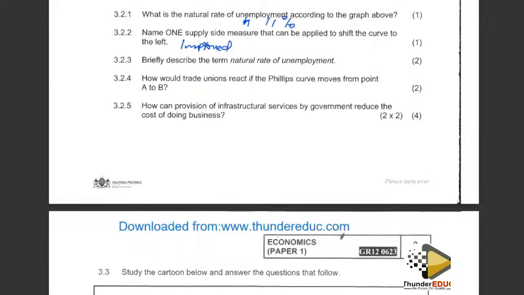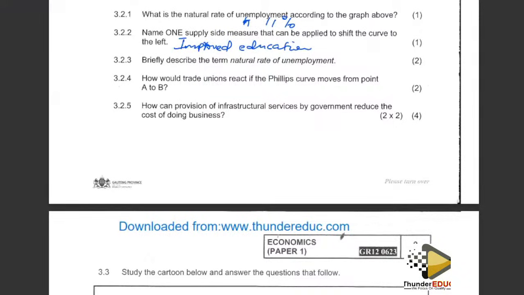Improved education. If your education is improved, then the supply can shift. Also we can check that skills training can play a part there. If the individuals are given that platform to enhance the level of skills that they possess, in that regard, that is going to cause the supply curve to shift. And also skills development seminars can play a crucial role in terms of shifting the supply curve.